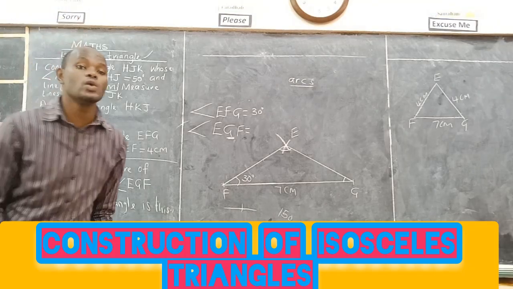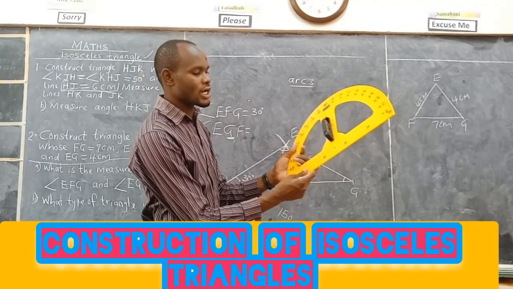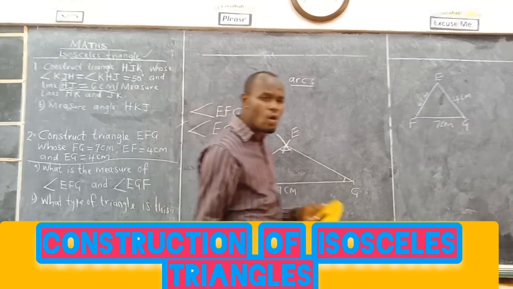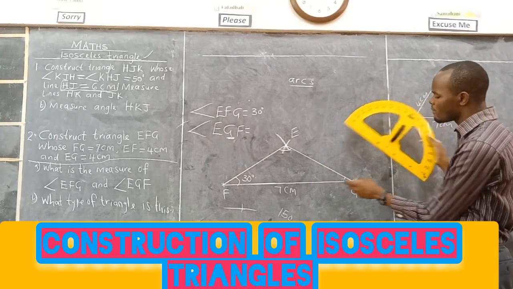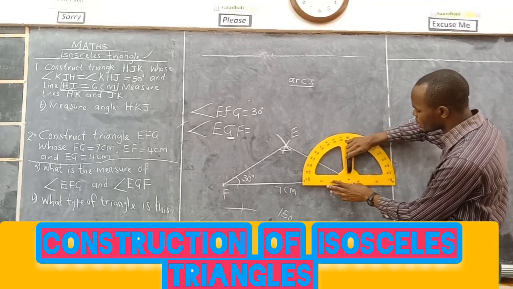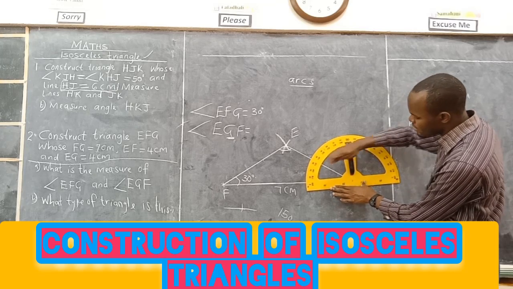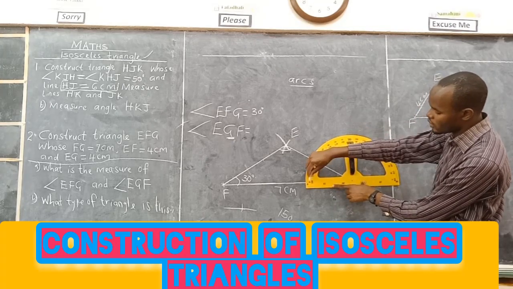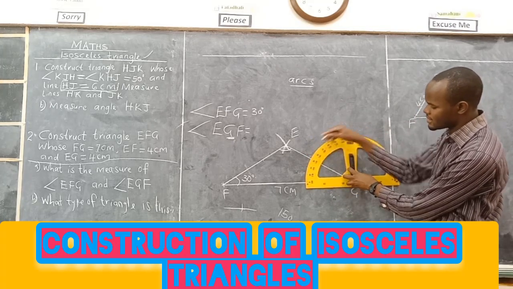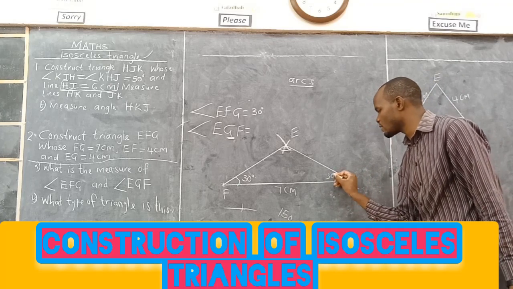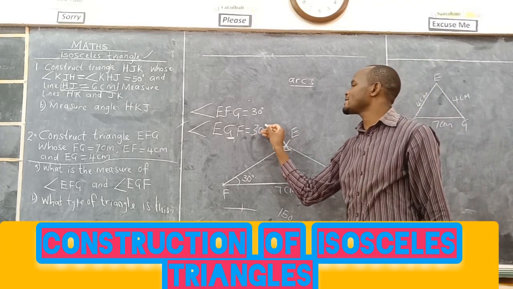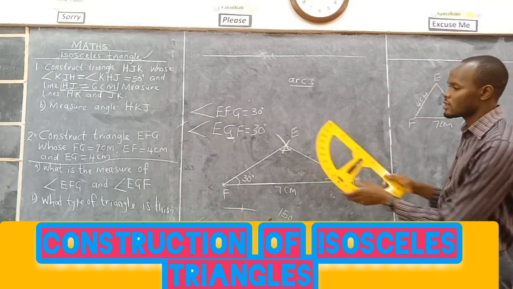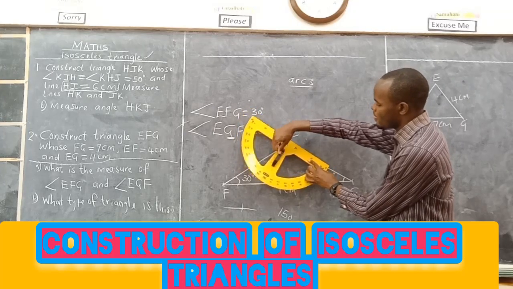Those who don't know how to measure, take your protractor. The horizontal line must be lying on one of the lines which are making the angle there. Then make sure the horizontal line covers that line like that. Then you count from 0, 10, 20, 30. 30 degrees. This is also 30 degrees. Then you can also measure the other angle.